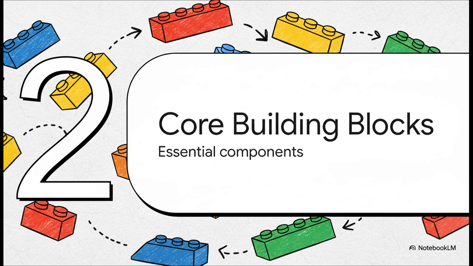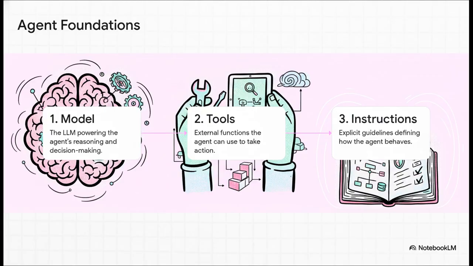Okay, so we know what they are, but how do you actually build one? Well, it turns out that pretty much every agent, from the dead simple to the wildly complex, is made from the same fundamental pieces. Think of them like your essential Lego bricks. And here they are, just 3 core building blocks. First, the model. That's the LLM, the agent's brain, where all the thinking happens. Second, you've got the tools. These are the agent's hands, letting it actually interact with the outside world. And third, the instructions. This is the agent's rulebook, telling it how to behave.